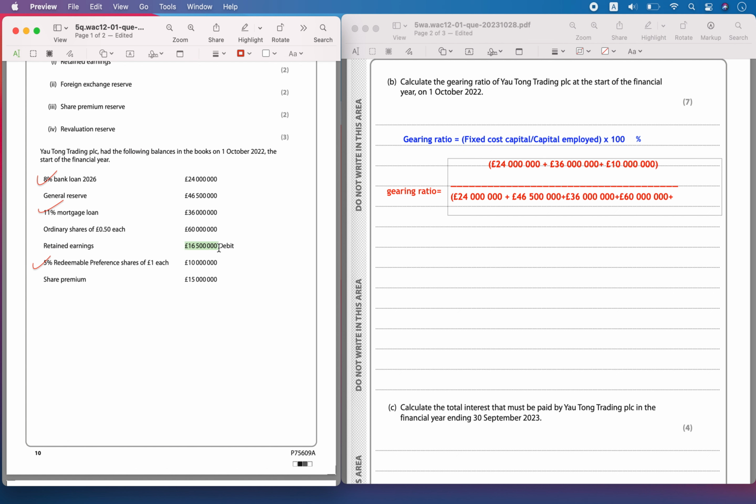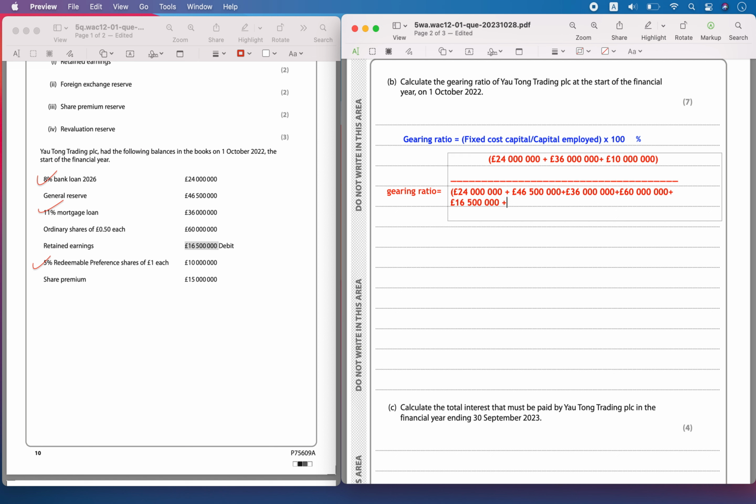Then you have the retained earnings. Retained earnings is also included. Then you have redeemable shares, from which you had raised some capital, and then you have the share premium. This has also helped you in getting capital into the business. So these are all the things that have helped you to get capital into the business.